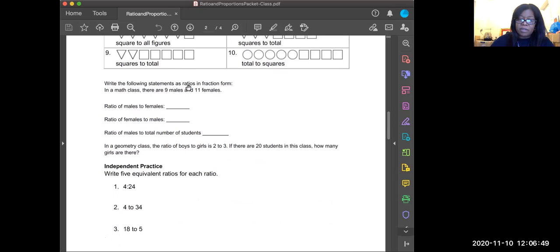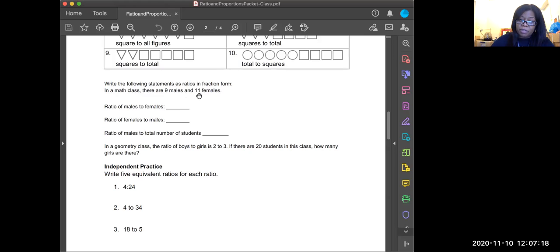Right here, write the following statement as ratios in fraction form. So in math class, there are 9 males and 11 females. So ratio of males to females. So you got 9 males, you have 11 females. And you're going to write it as a fraction. And then it says ratio of females to males. 11 females, 9 males.